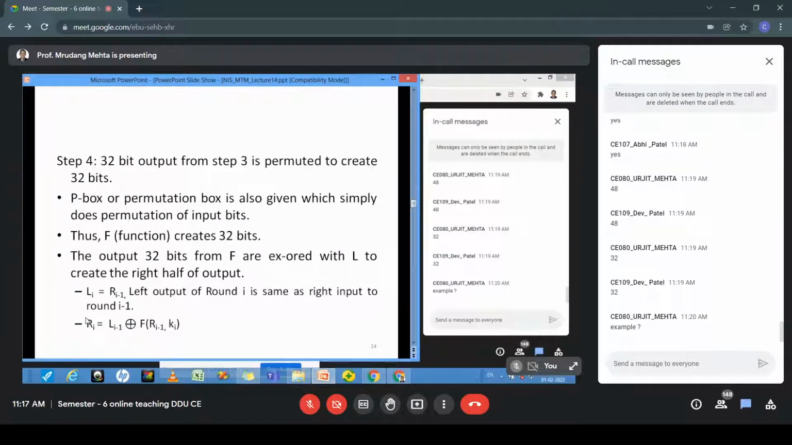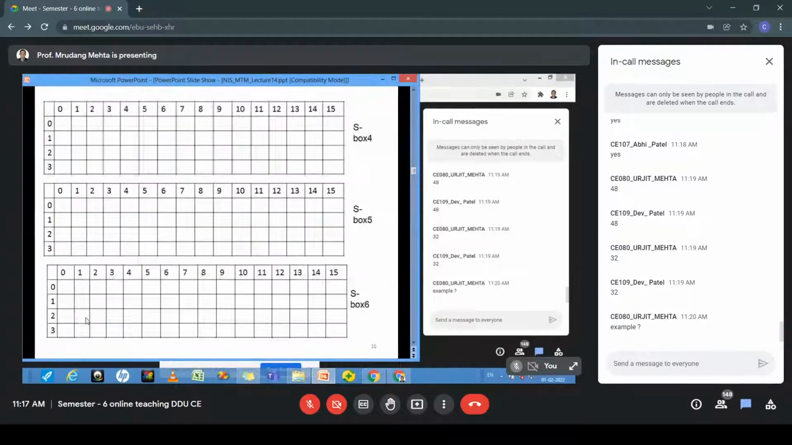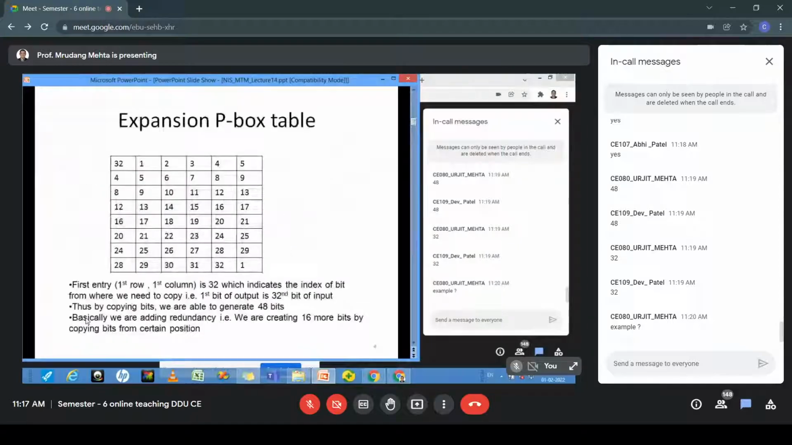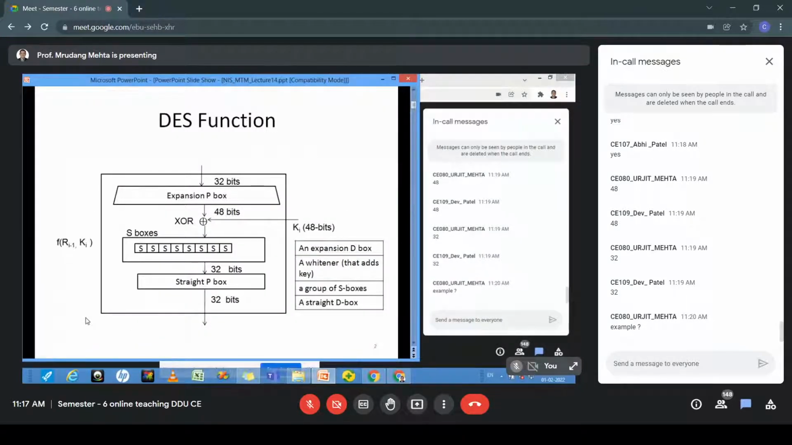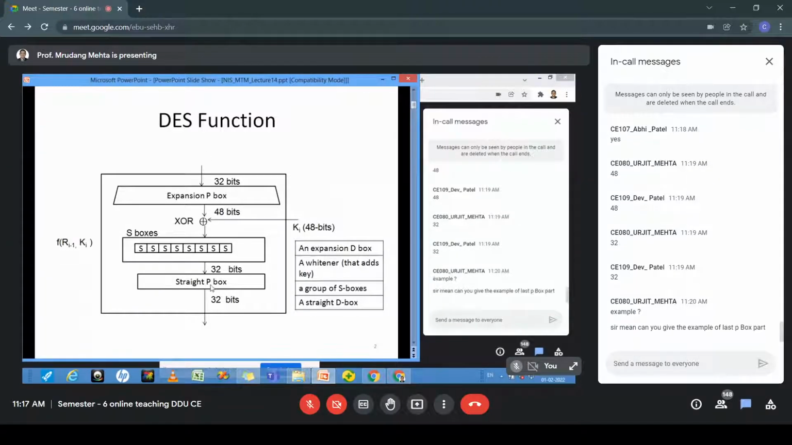It is not an example, it is a process. You don't need an example. You have to first understand the process. I'm talking about the process. You understand the process, what we are doing, right? So this is only the F function, and there are different stages: step 1, step 2, step 3, step 4. So this is step 4.